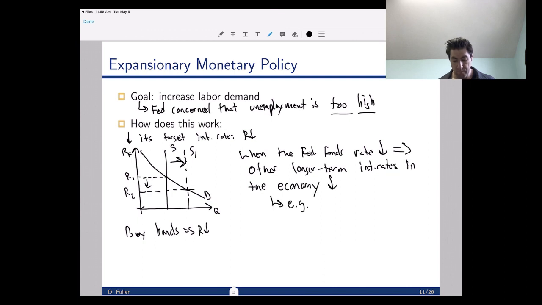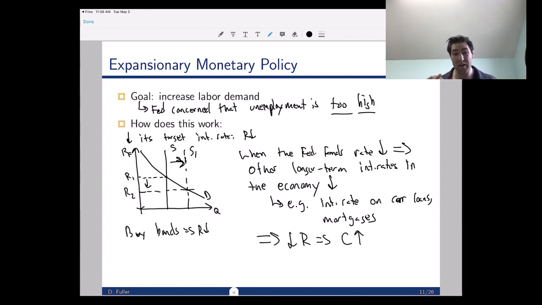So for example, interest rate on car loans. Mortgages, right? Buy a house. That's a longer term interest rate. So the goal of the Federal Reserve is to decrease these other longer term interest rates. And ultimately, when those go down, that's going to increase our consumption, right?